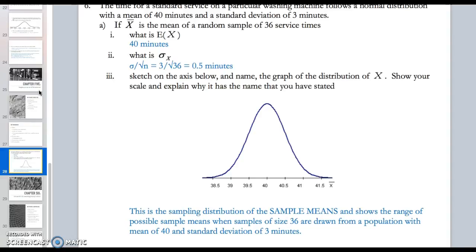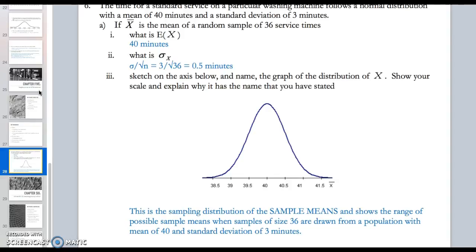What is sigma X? Now, this one threw me the first time because that answer that's been given there is incorrect. Sigma X, we've been told, is 3 minutes. That's a trick question. Even the person that did the solution didn't notice. This solution that's given here is for sigma X bar. Okay, so bear that in mind.